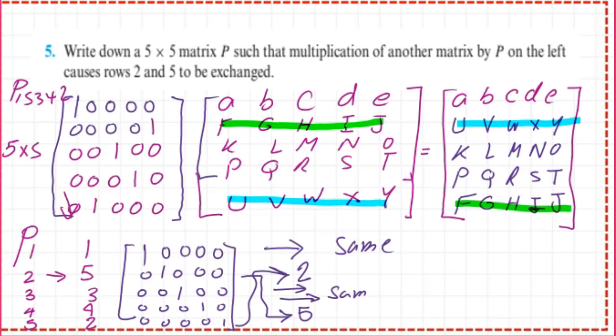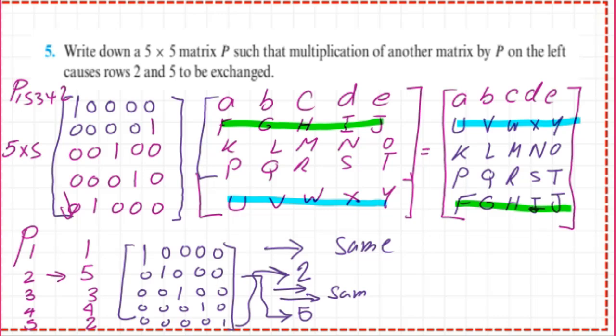Write down a 5 by 5 matrix B such that multiplication of another matrix by B on the left causes rows 2 and 5 to be exchanged. Okay, what is the normal position? The normal position is the identity matrix 1, 2, 3, 4, 5, like this. Starting with the first row, starting with 1, all other entries are 0. For the second row, 0, 1, and the remaining elements are 0.